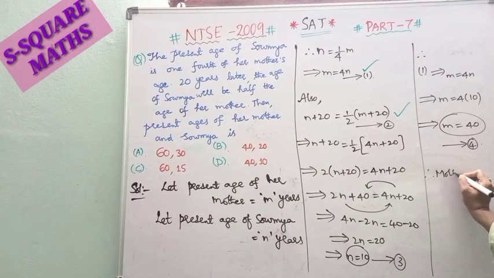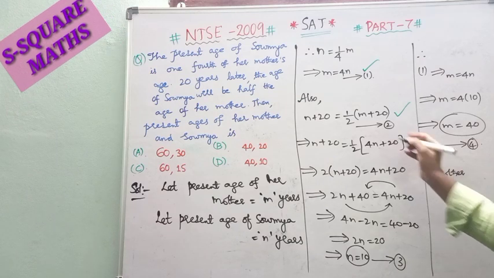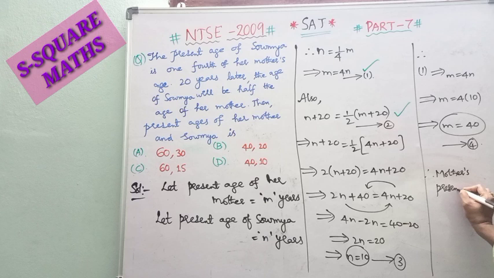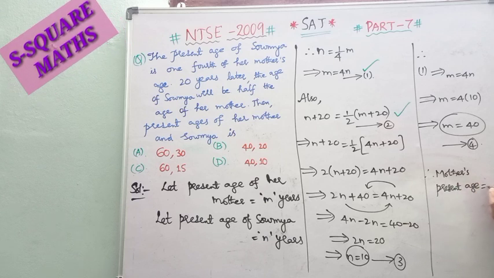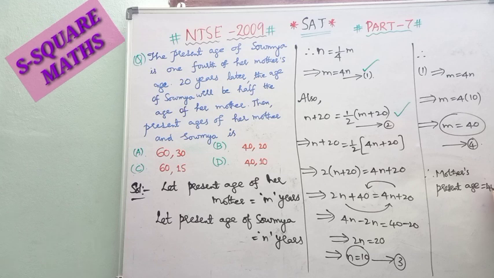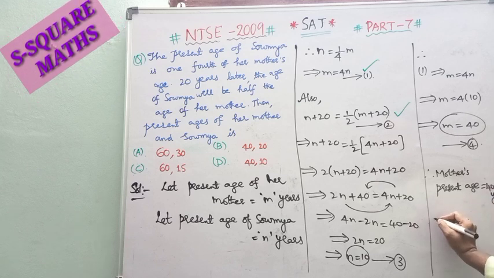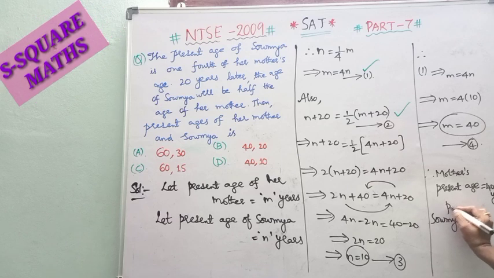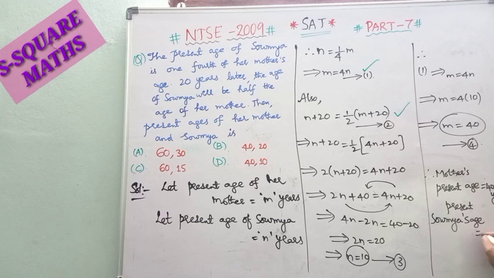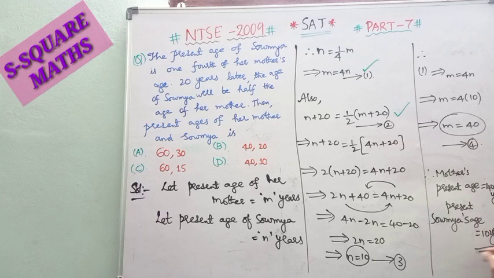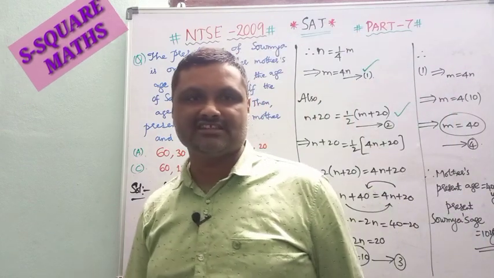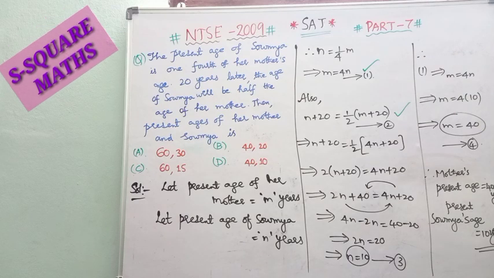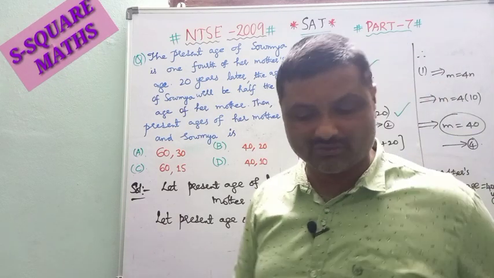Therefore, the mother's present age is 40 years. Soumya's present age is equal to 10 years. Still if you need, you can check it in the equations. In this way you can overcome the problem. It takes a maximum of 1 or 1.5 minutes if you are good at your knowledge.